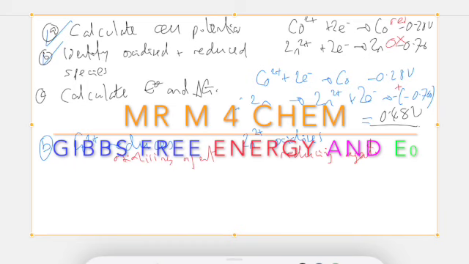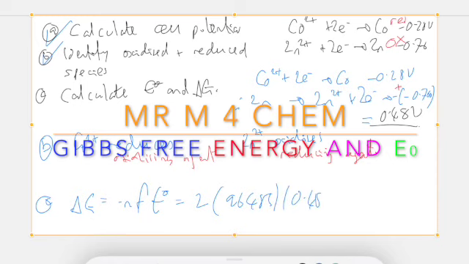Now it's just a simple matter. We've got 2 electrons. We do delta G is minus NFE. N is not 4 electrons. Remember, it's the same 2 electrons. So delta G is minus 2 times 96485 times E0, which is 0.48 volts, which is minus 93 kilojoules per mole.